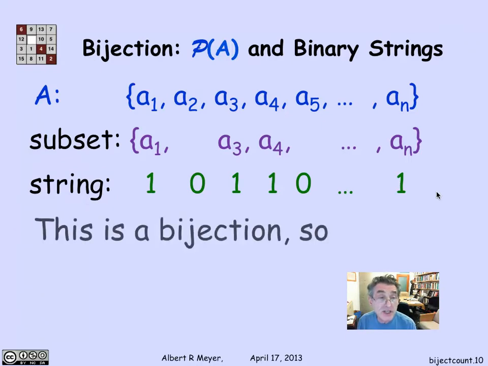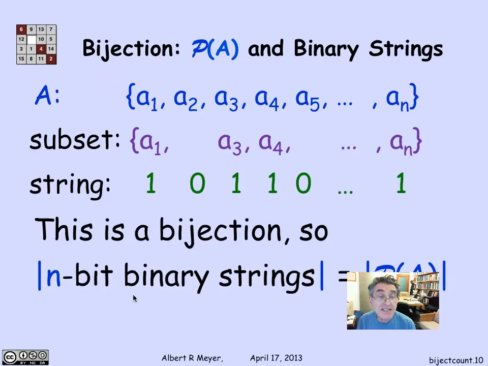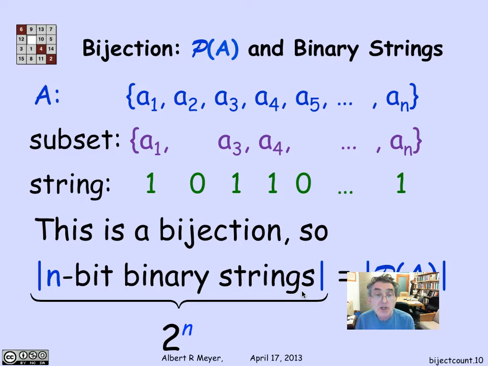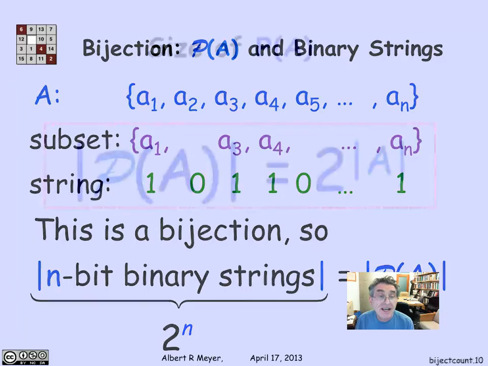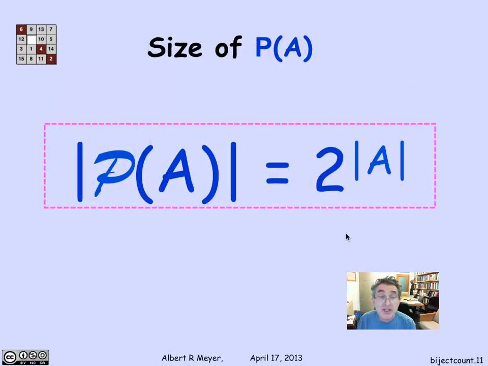So we have a bijection, and what we conclude then is that the number of n-bit strings is equal to the size of the power set of A. It's equal to the number of subsets of A, and of course we know how to count the number of n-bit strings. It's 2 to the n. So what we just figured out is if I have a set of size n, it's got 2 to the n subsets. And a slick way to say that without mentioning n is that the size of the power set of A is simply 2 to the size of A.